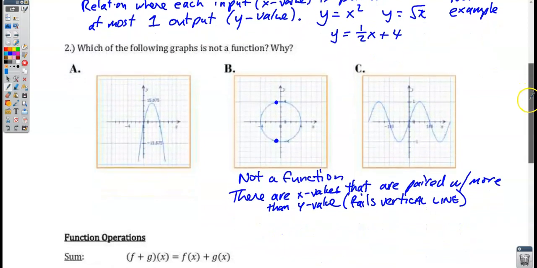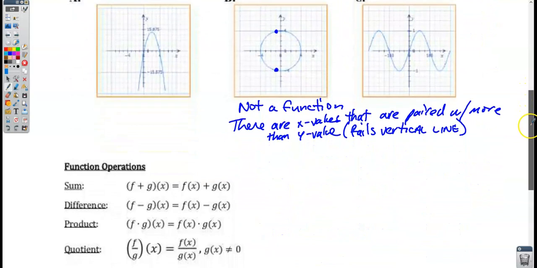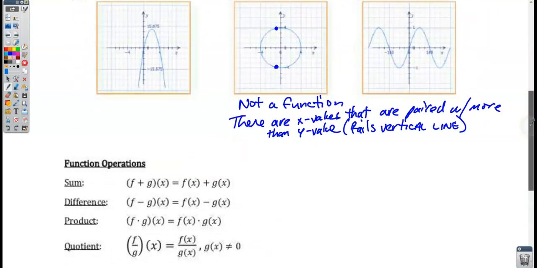Let's get into the meat of today's lesson, function operations. We have our first 4 function operations, which we're going to talk about. They're all pretty straightforward. The sum of two functions, if I take the sum, f plus g of x, I get that by just adding the individual functions together. So f plus g of x is going to be equal to f of x plus g of x. Pretty straightforward. The difference of two functions, f minus g of x, is going to be the difference of those two functions, f of x minus g of x.